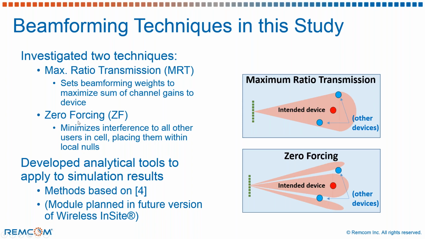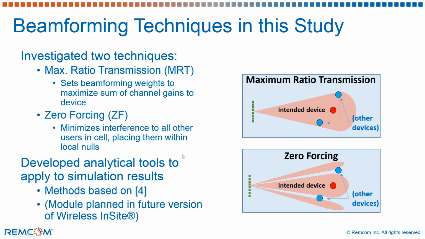The second technique is called zero forcing. In this technique, the beamforming attempts to minimize the interference to all of the users in the cell, placing them within local nulls. So if we look at the bottom right of the screen, we can see the same case, the same positions of an intended device in red and two neighboring devices in blue. And in this case, the neighboring devices have been placed into a null in the beam so that they don't receive very much interference.